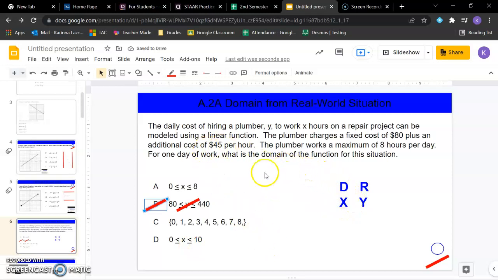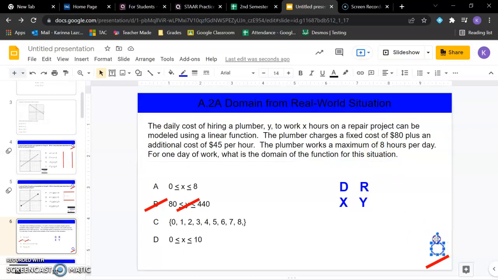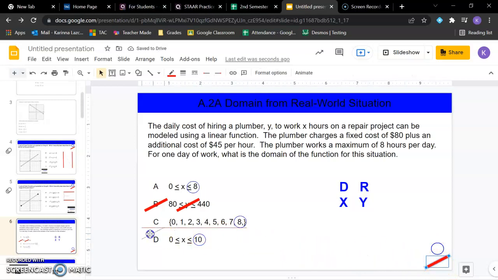Now, the next thing to see, X. What are we talking about the X? Usually it's going to tell you on the problem. It says the cost of Y. So Y is the cost and X is the number of hours he worked. Now, if you look at the problem itself, it says he works a maximum of 8 hours. So we have an 8 here. We have an 8 here. And we have a 10. Did he work 10 hours? No, he worked 8. So this one, it is out just because of that.